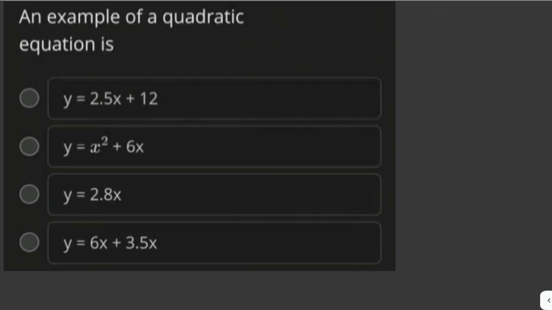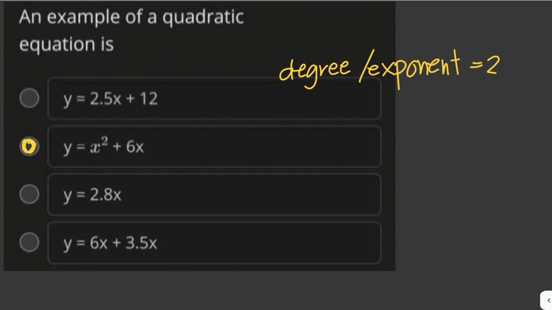So try to look for this video and you can learn there the different parts of a circle. An example of a quadratic equation is, so what is a quadratic equation? When we say quadratic, okay, a quadratic equation is a second order polynomial equation, which means the highest degree or exponent is equal to 2. So in the choices here, this equation here has a degree of 2. Therefore, this is an example of a quadratic equation. The rest are linear.